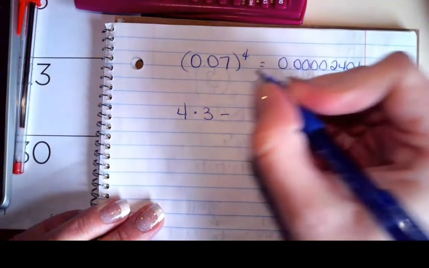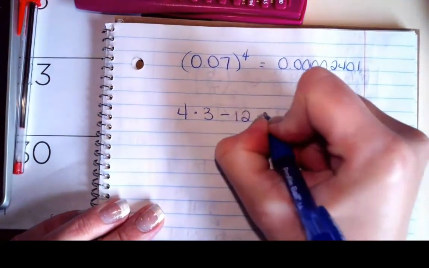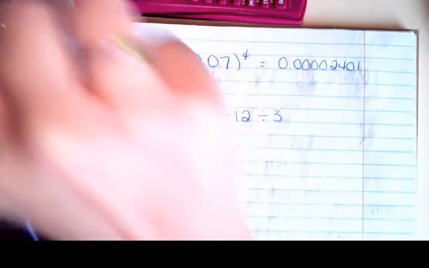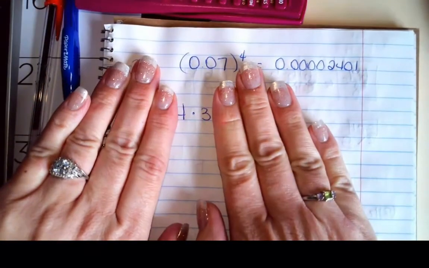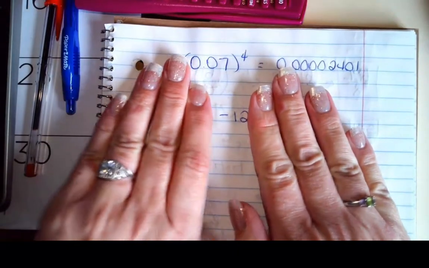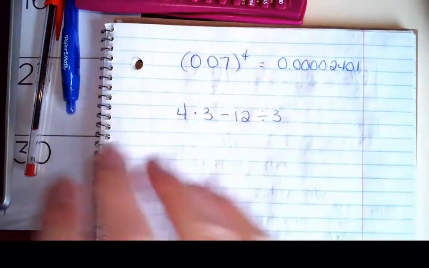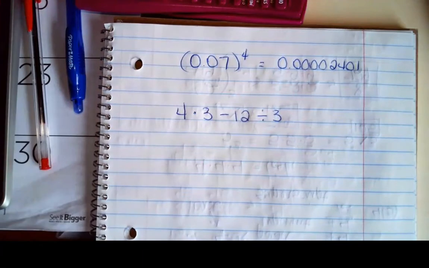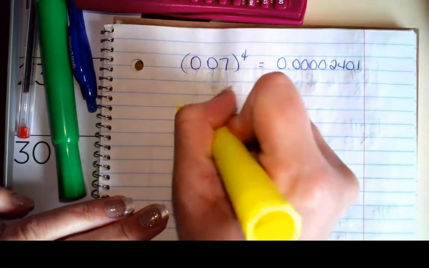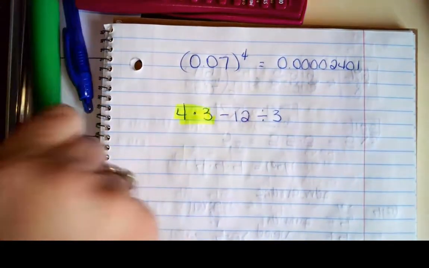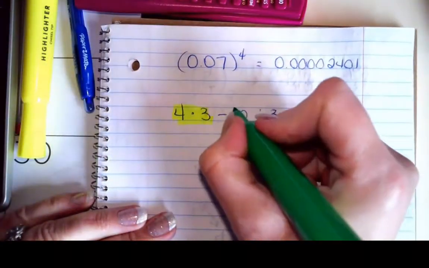I've got a 4 times a 3 minus a 12 divided by 3. So when I look at this, I've got 3 things going on. I've got multiplication, I've got subtraction, and I've got division. Well, I know with multiplication and division, if I have it present at the same time, I need to work it from left to right. So what I'm going to do first is I'm going to do the multiplication, and then I'm going to come over here and I'm going to do the division.